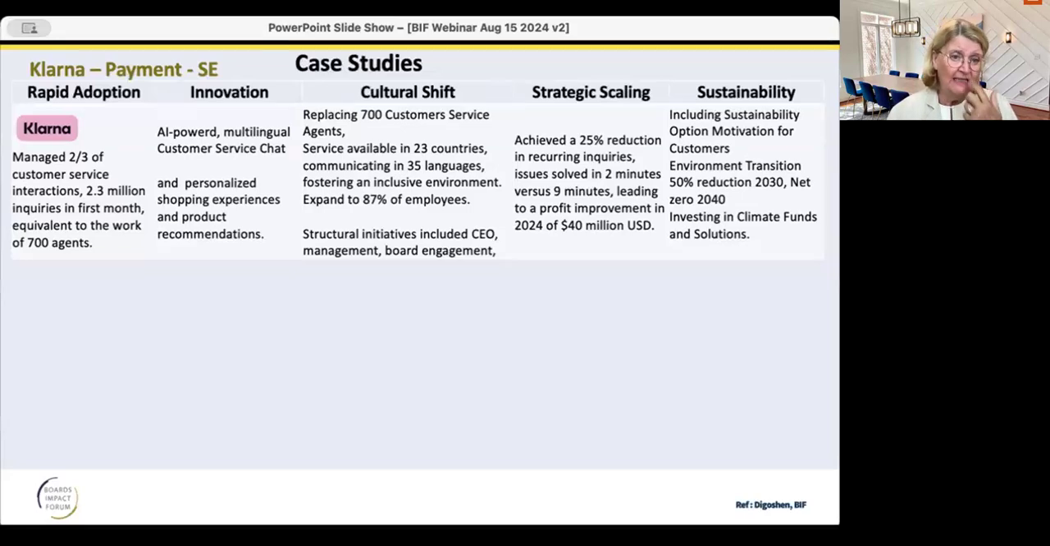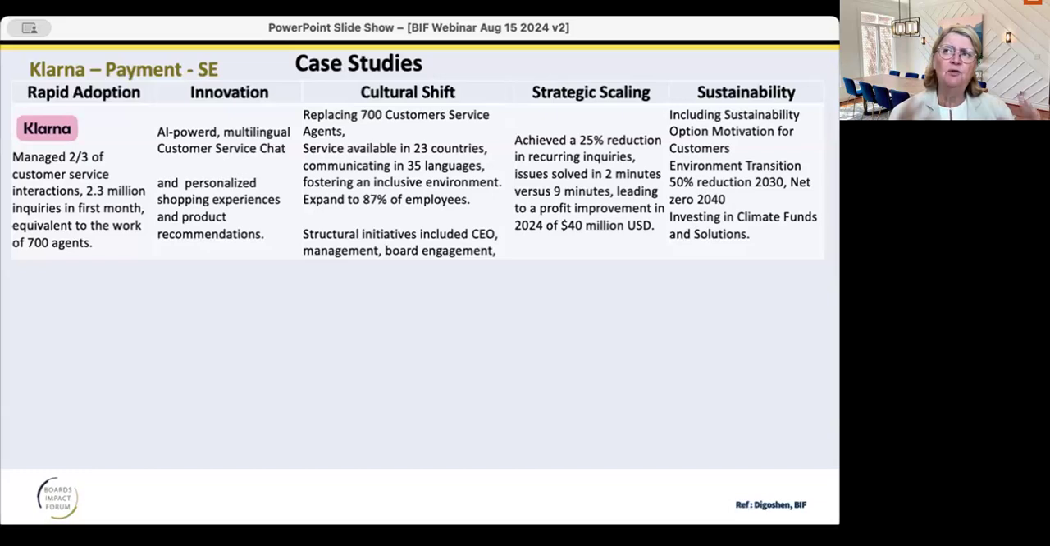So we'll start with Klarna. Klarna is a fintech out of Sweden. It's a payment type of company. And they did a very structured collaboration and use of, in this case, OpenAI. They managed to transform within less than a year two-thirds of the customer service, which is 2.3 million inquiries in the first month alone. That is equivalent to the work of 700 agents. It's definitely an innovation that needed to happen, and I'm going to come back to the innovation part.